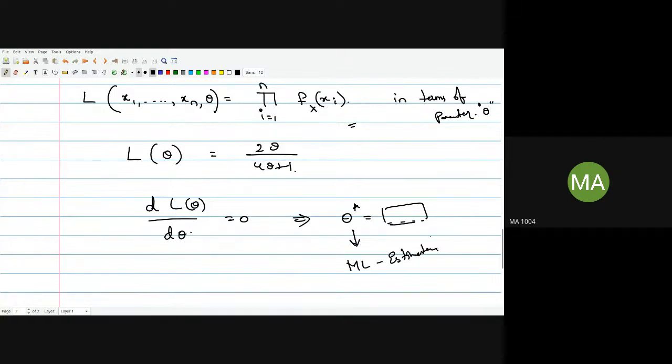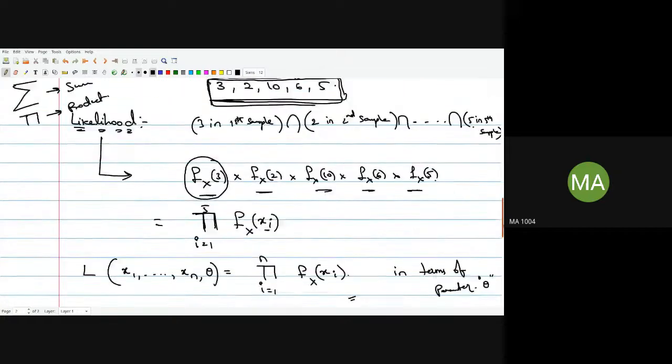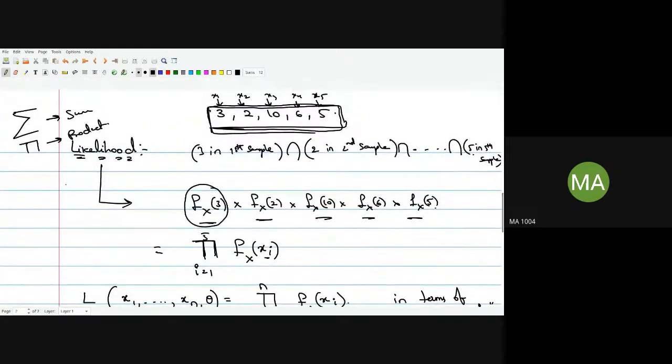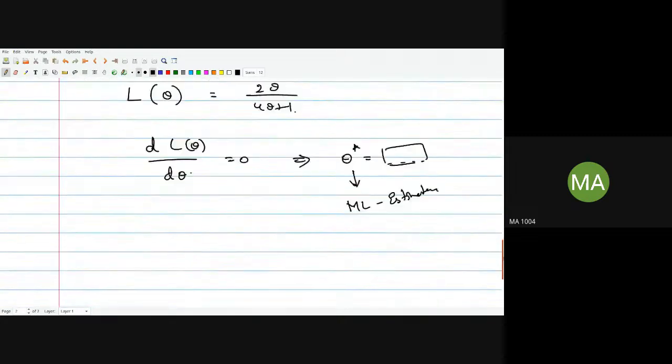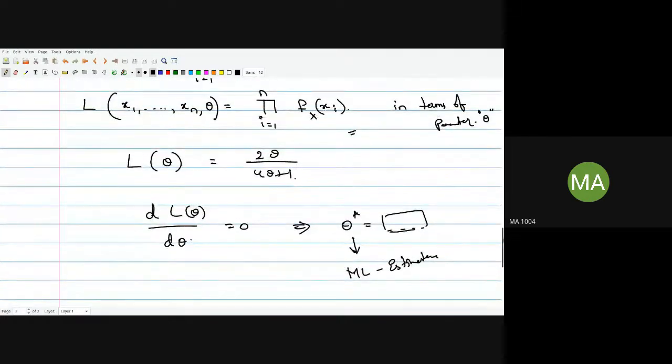This theta star is called the ML estimator. Why do we call it the ML estimator? Because we have used the likelihood function in order to estimate our parameter. This is one method to estimate. This method is called the maximum likelihood method, where we find the likelihood function and then find the parameter value for which this likelihood function is maximum.